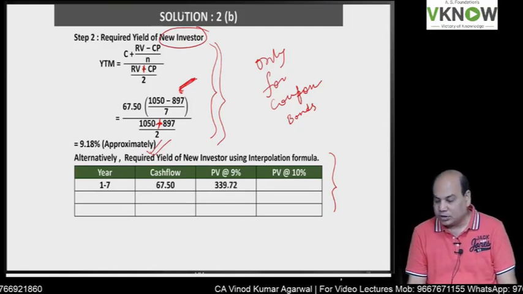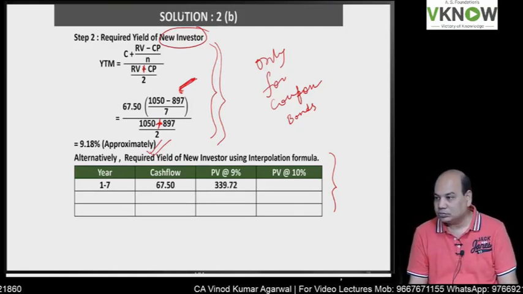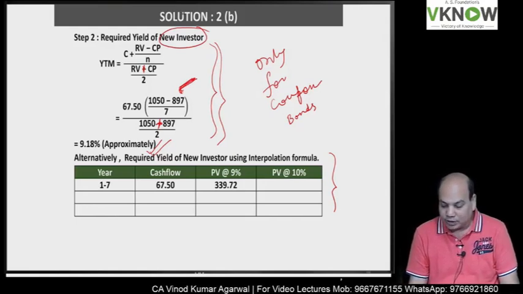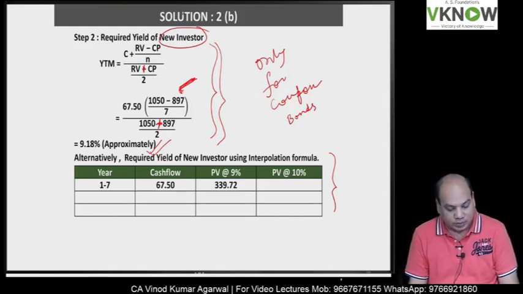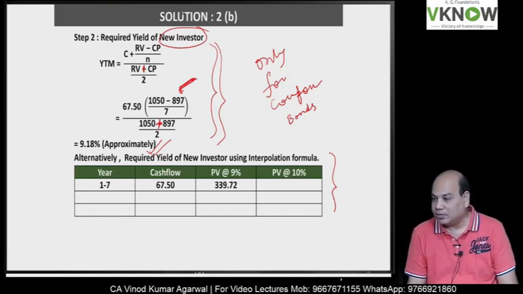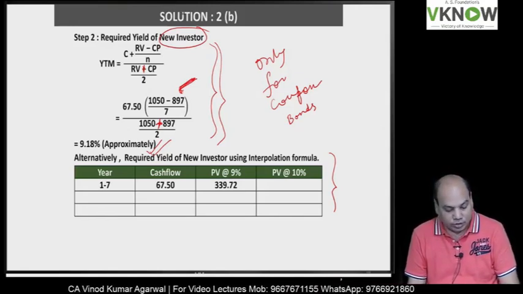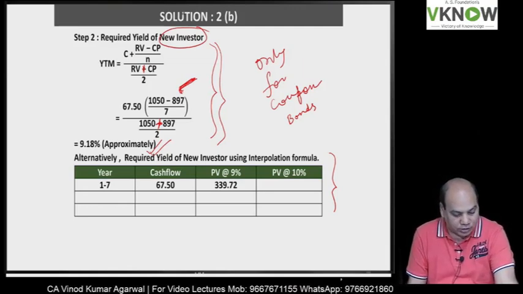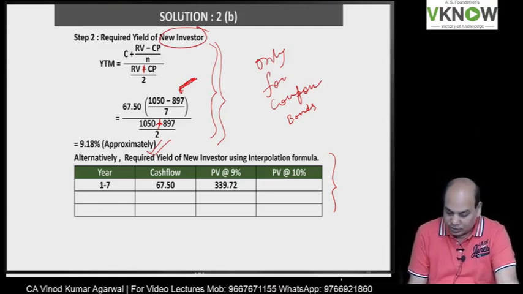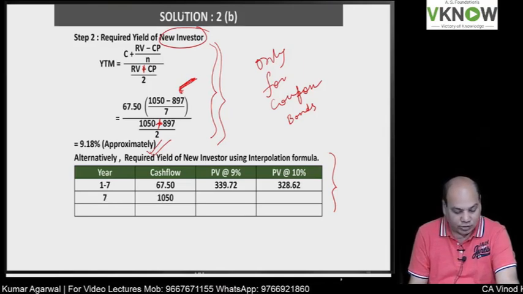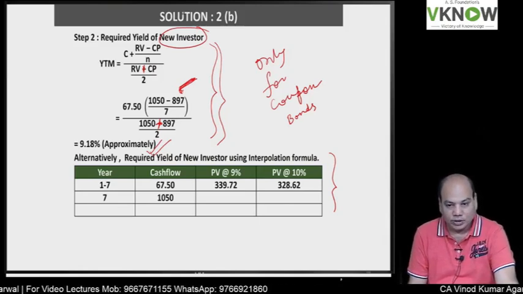You will get 339.72. Correct? Yes. Then you take annuity factor for 7 year and 10% multiplied by 67.50. So one student has got the answer at 10%, 328.62. Year 7 write down redemption 1050. Year 7 redemption is 1050.